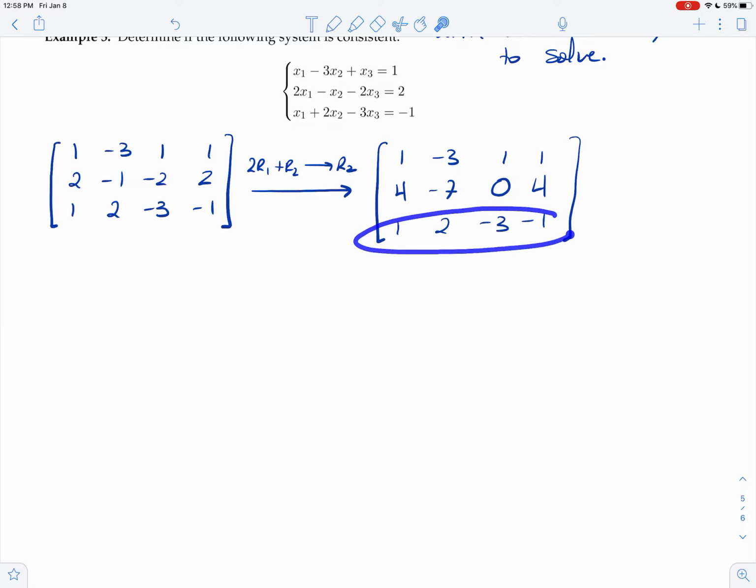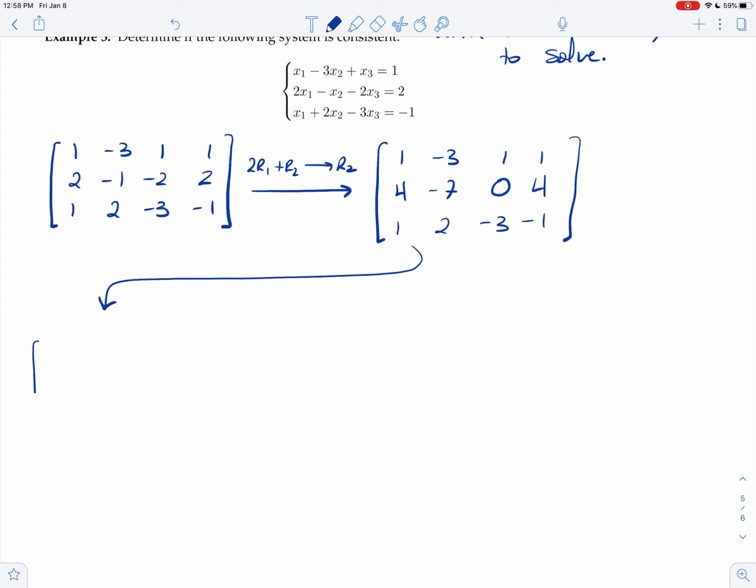Let's do the same for the bottom one. So now we're going to go something like this, and let's think about it. What do we want to do? I want to replace row 3. So I'm going to replace row 3, and I'm going to say 3 times row 1 plus row 3, that's what's going to go into row 3. So row 1 isn't changing, 1, negative 3, 1, 1. Row 2 isn't changing, 4, minus 7, 0, 4. Row 3 is about to change, and what am I doing? I'm saying 3 row 1 plus row 3.